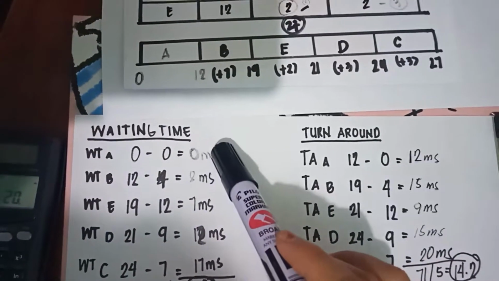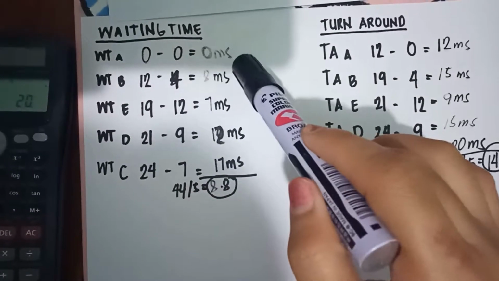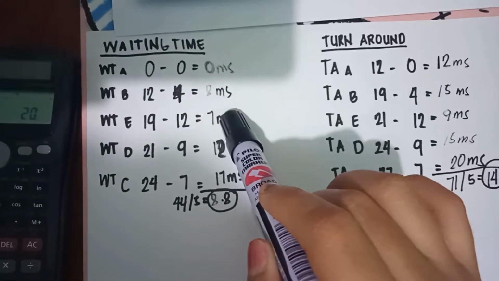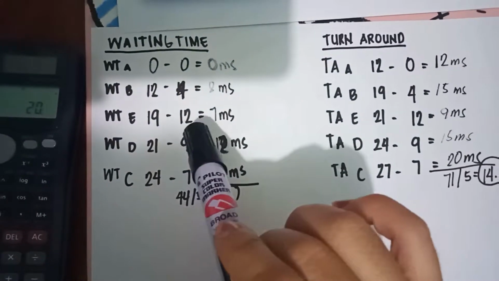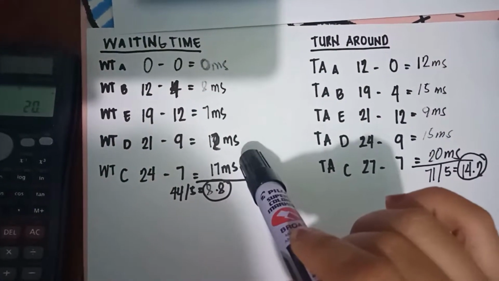0 minus 0 is equal to 0. 12 minus 4 is equal to 8. 19 minus 12 is equal to 7. 21 minus 9 is equal to 12. And 24 minus 7 is equal to 17.